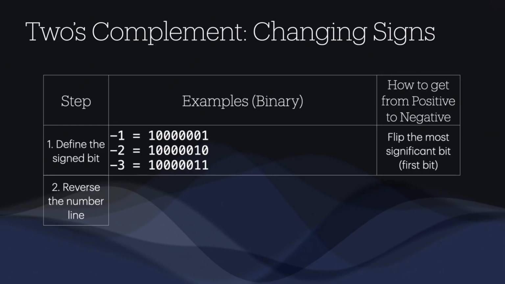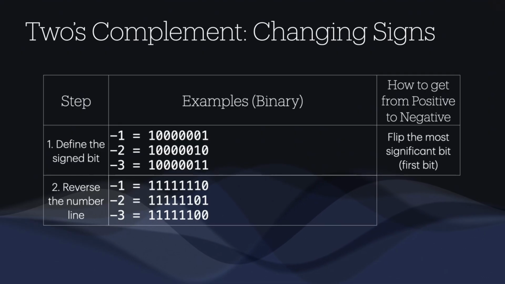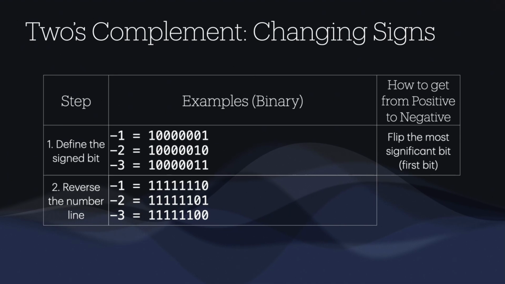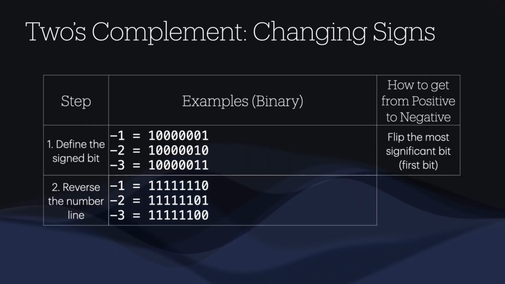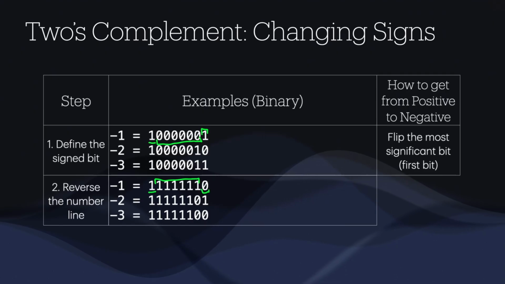Next, we reversed the number line. I'm going to write -1, -2, and -3 again using this reverse number line and see if you can identify what changed for each of these values. You may have noticed that these appear to be mirrors of each other. Let's look at -1. The first bit, 1 and 1, is the same. But after that, all of the bits are different. All of these zeros got turned into 1s, and this 1 here got turned into a 0.